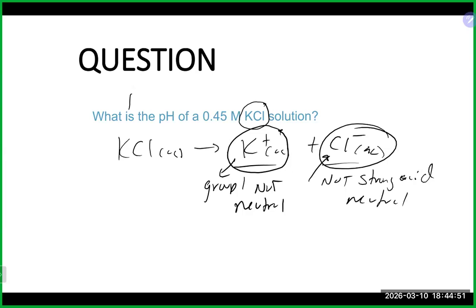Good news here, the pH of this solution should be a pH of 7, no calculation needed, as both parts of this salt are neutral salts and they will not go through hydrolysis, will not produce hydroxide, will not produce H3O plus, and should give you a neutral solution. Any questions on that there?